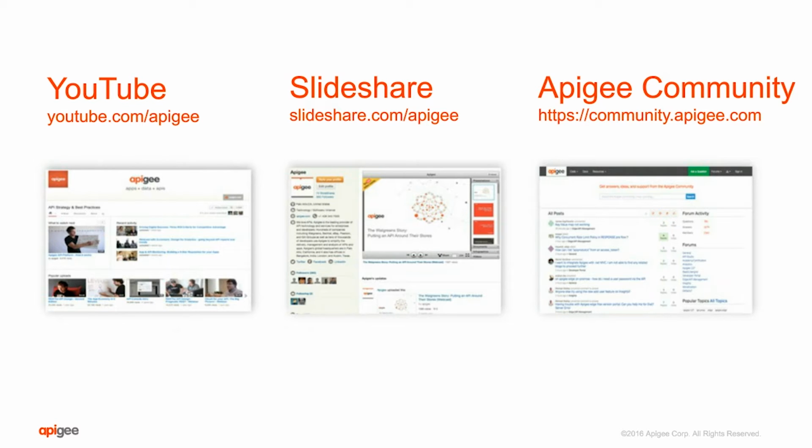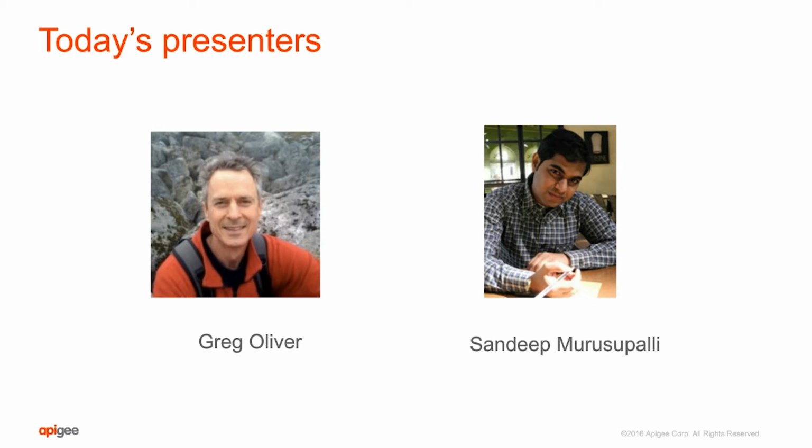I'm Sandeep. I am a solution architect working with channels and partners. I've been with Apigee for 8 years now. Been there, seen a lot of the progress in terms of API ecosystems, Apigee in particular. So with me, I have Greg. Greg, do you want to introduce yourself?